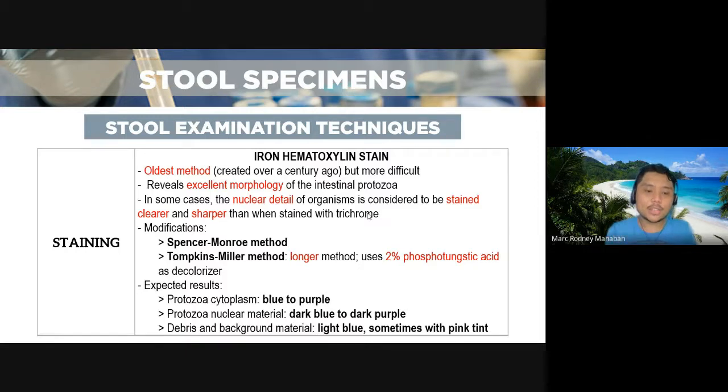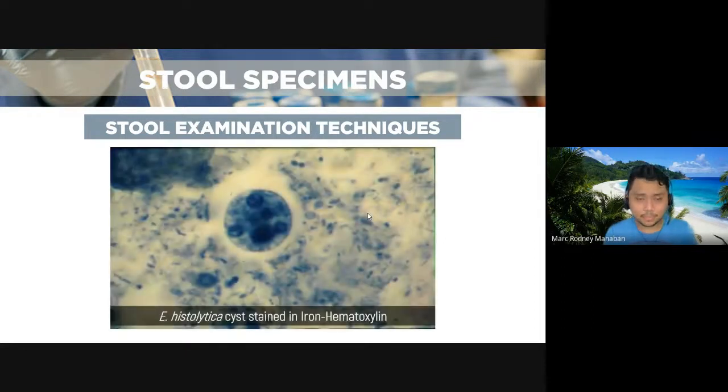All right. Now, expected results, as you can see, the colors are in the shades of blue and purple still. So cytoplasm is blue to purple, protozoa nuclear material is dark blue to dark purple, and the background is light blue, sometimes pinkish, with a pink tint. Okay? All right. So here's an example of your Entamoeba histolytica stained using iron hematoxylin. As you can see, the background is blue or dark blue to purple. Nuclear material is dark blue to purple still, di ba? So it is easy to remember: the colors are in the shades of dark blue and purple, okay?